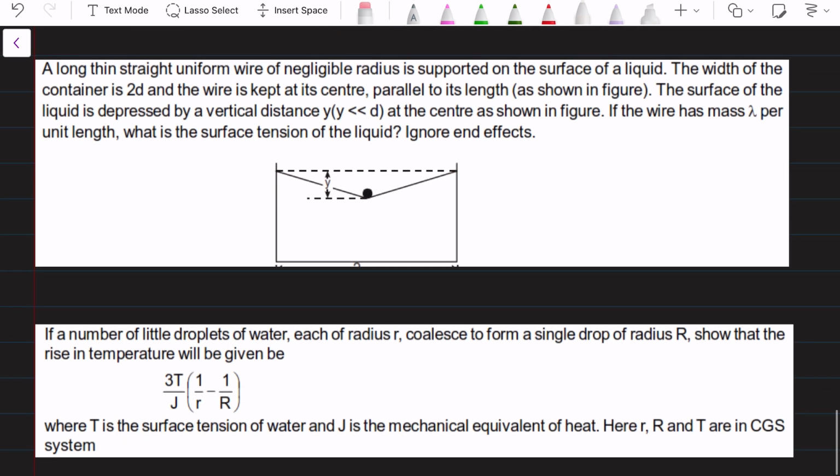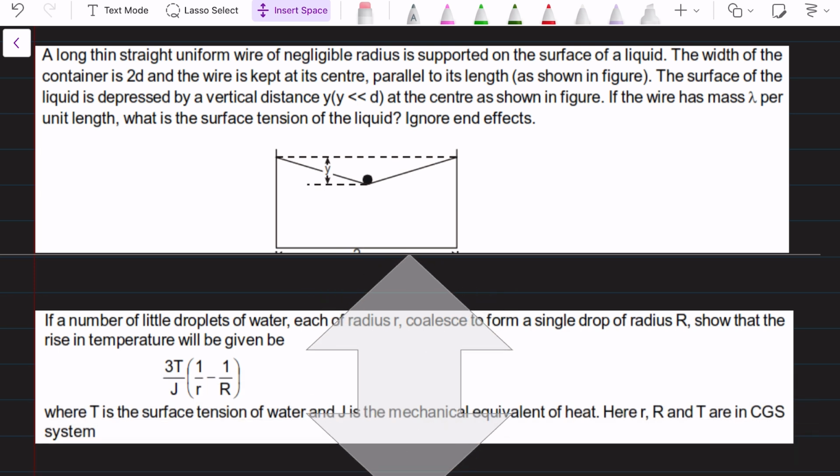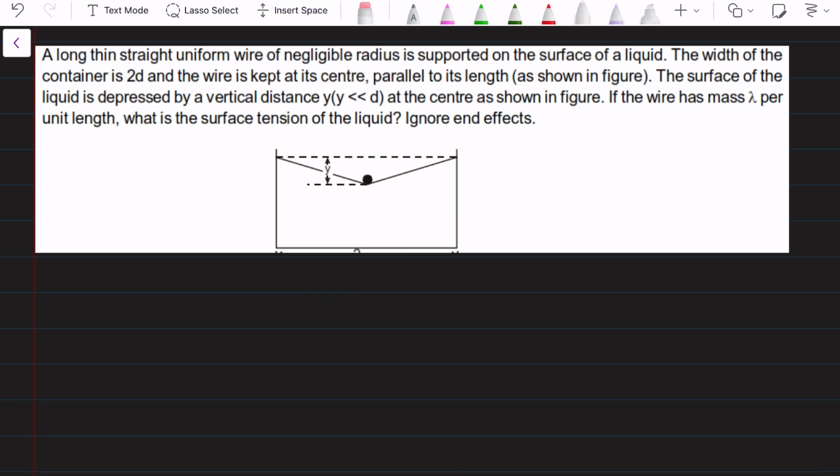Take the next question. In this question, it is given a long thin straight uniform wire of negligible radius is supported on the surface of liquid. One thin wire is there, like this one, which is supported on the surface of a liquid. Width of the container is given as 2d, and the wire is kept at the center, parallel to its length, means it is into the paper. Surface of the liquid is depressed by a vertical distance y.